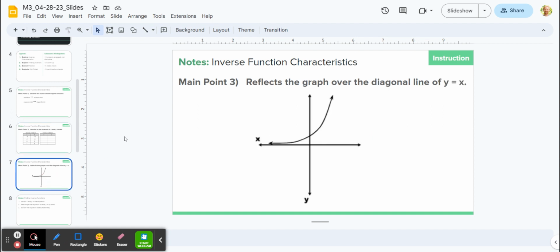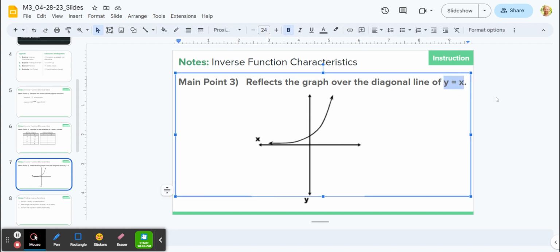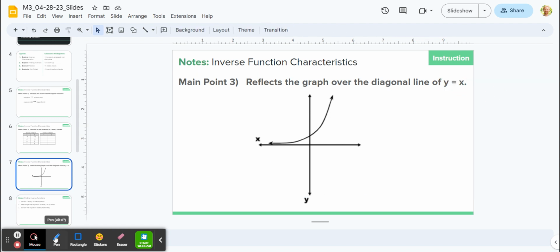What this means for us graphically, and this is what we saw in our Wednesday Explore activity, is that our inverse graph is going to reflect over the diagonal line y equals x. This diagonal line here, which I'll draw in blue, we can jot on our sheet, is the diagonal line that perfectly crosses in between our axes, and it runs smack dab in between our y and our x axis there.